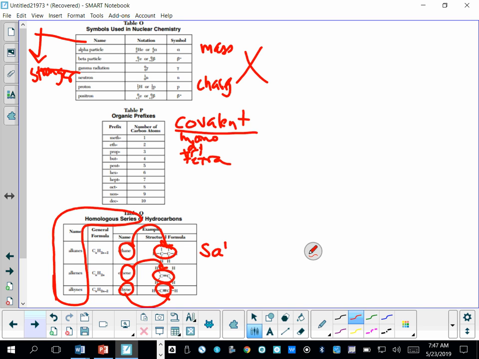And then we're going to write saturated next to the alkanes, unsaturated next to the alkenes, and unsaturated next to the alkynes.